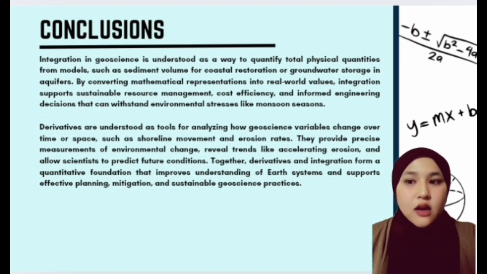While derivatives are understood as tools for analyzing how geoscience variables change over time or space, such as shoreline movement and erosion rate, they provide precise measurement of environmental change, reveal trends like accelerating erosion, and allow scientists to predict future conditions. Together, derivatives and integration form a quantitative foundation that improves understanding of Earth systems and supports effective planning, mitigation, and sustainable geoscience practices.